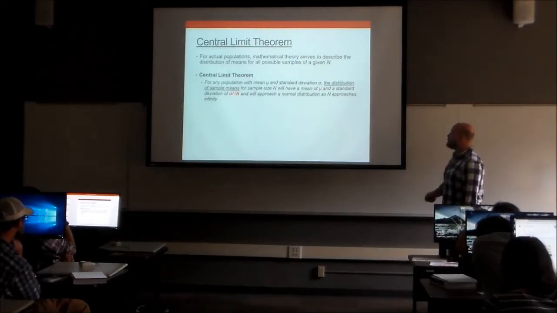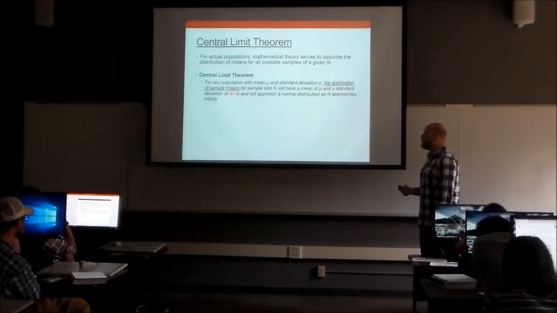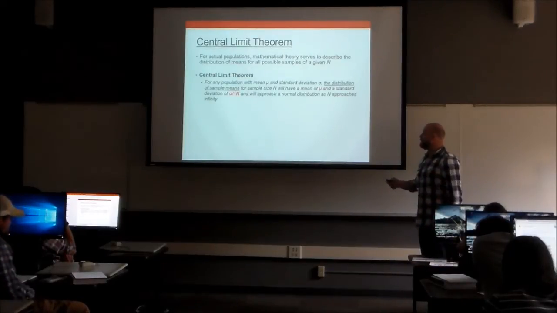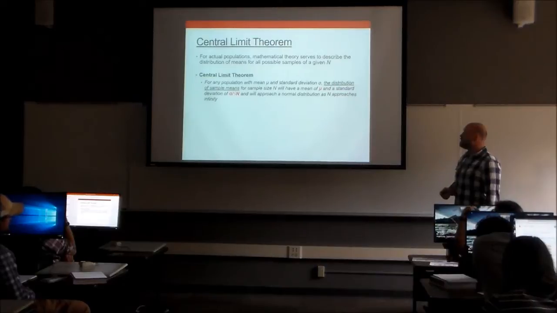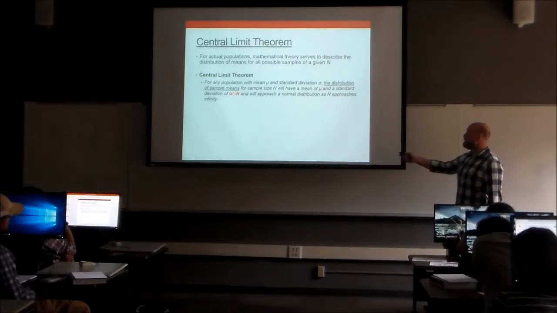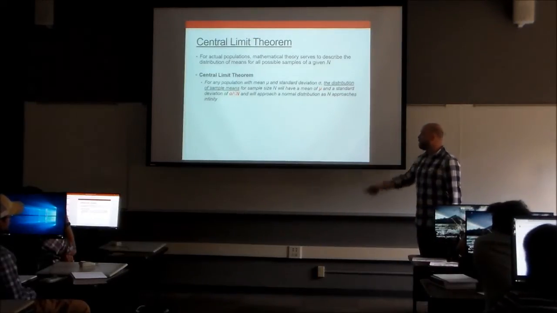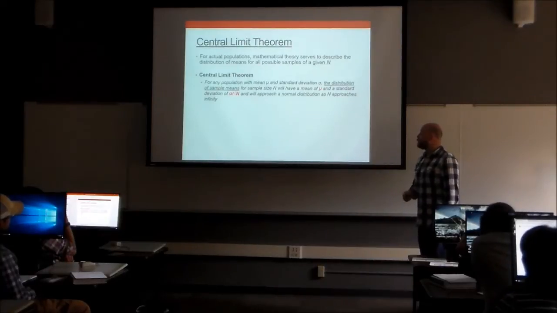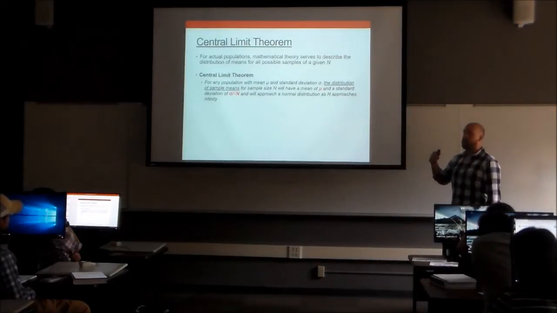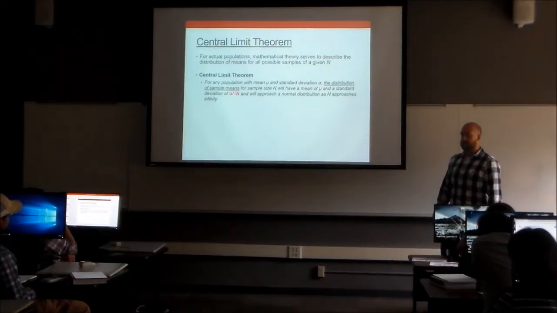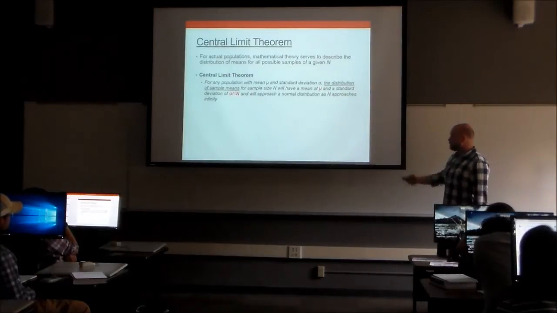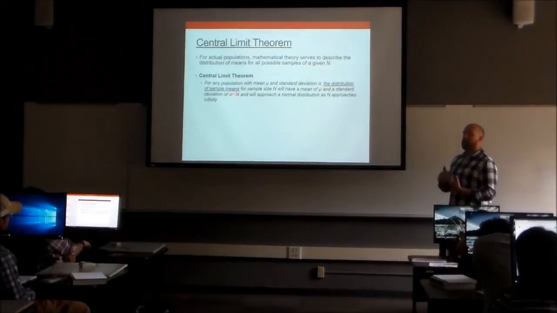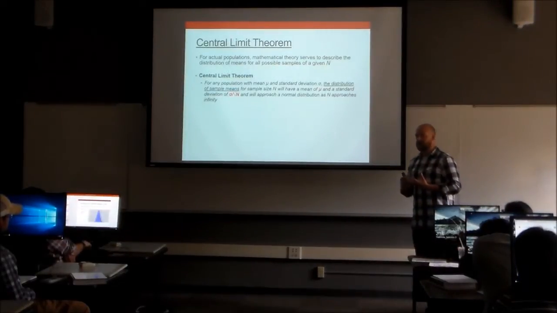So our central limit theorem states that for any population with a mean of mu and a standard deviation of sigma, the distribution of sample means for a sample size of n will have a mean equal to the population mean, and a standard deviation of sigma over the square root of n, and will approach a normal distribution as our sample size approaches infinity. Okay. This is telling us what the characteristics of our distribution of sample means are going to be.